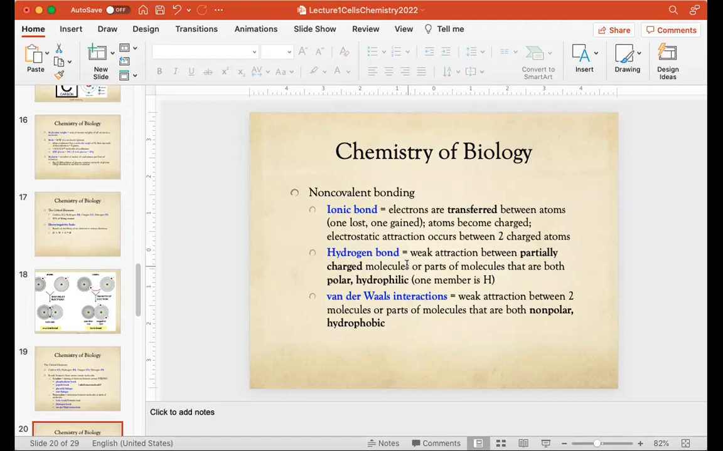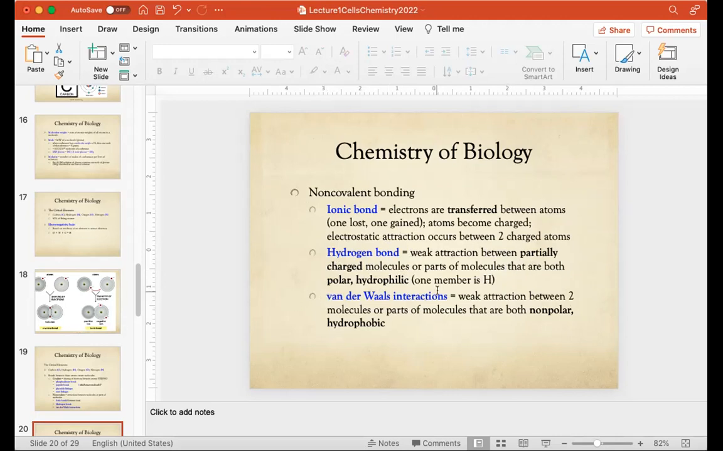Hydrogen bonds form in molecules or between molecules that are polar and hydrophilic. We need to associate those two terms with hydrogen bonds. Hydrogen bonds got their name because usually one atom in a hydrogen bond is hydrogen. That's how it got its name.